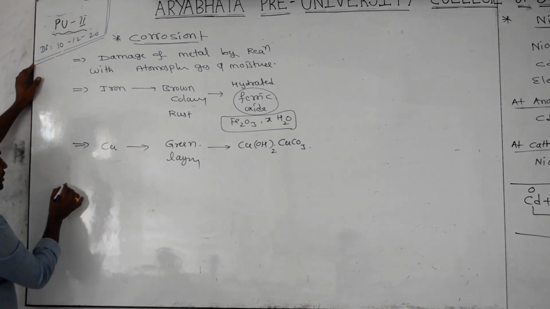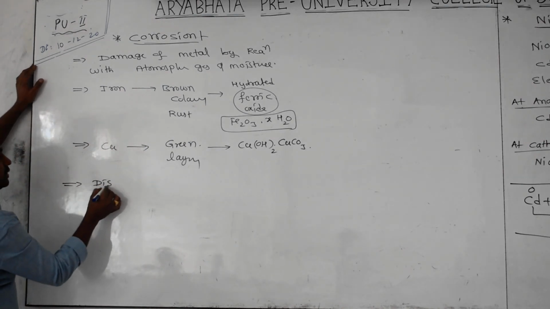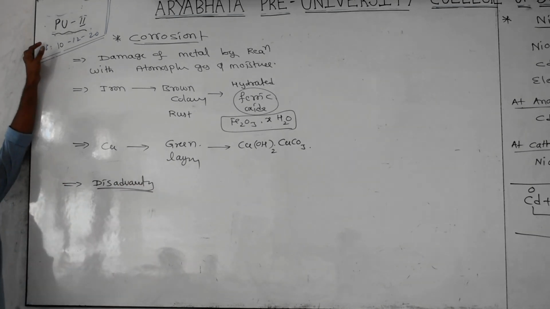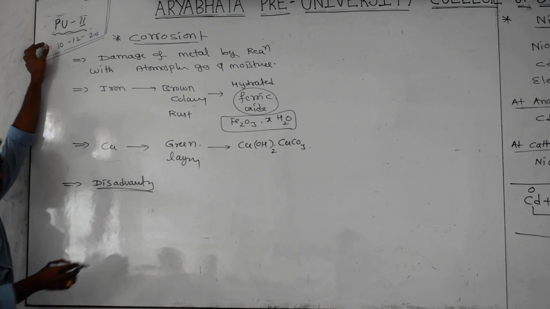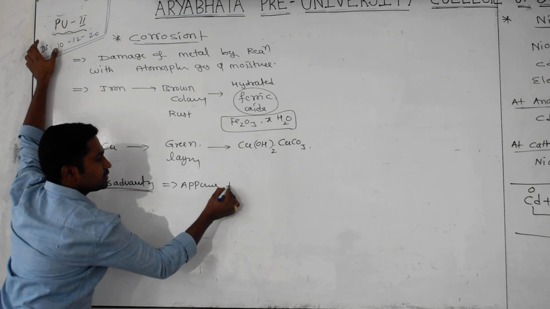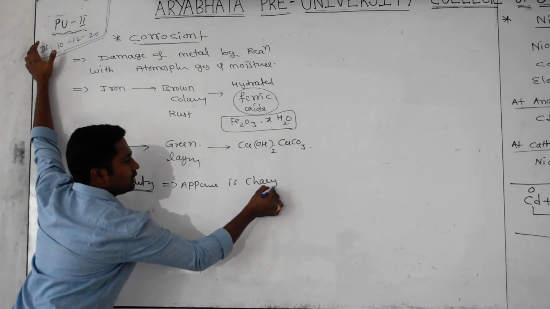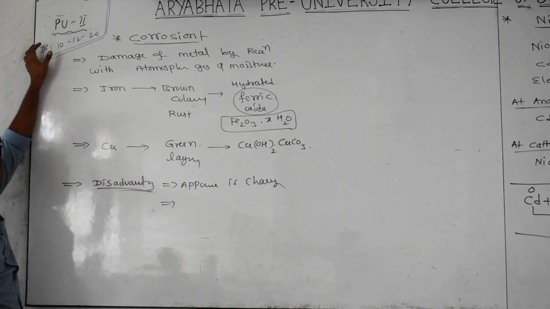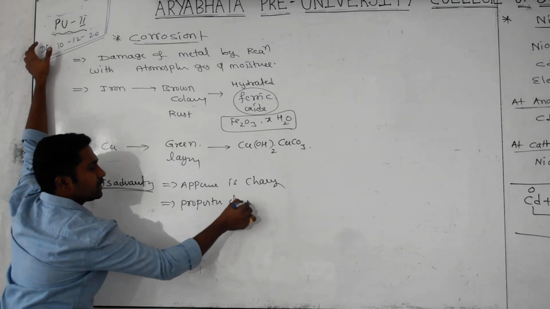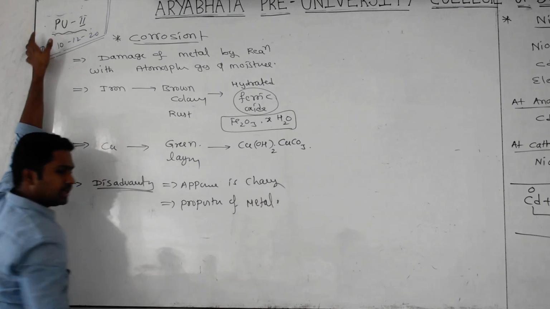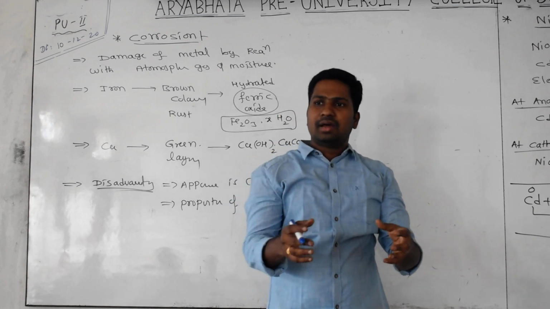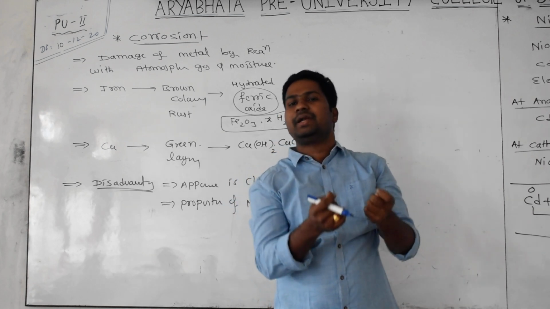So, because of corrosion, what are the disadvantages? What is the damage because of corrosion? What are the problems? What is happening mainly? Appearance will be changing. Yes or no? Appearance changes. And what is the main problem? Properties of metals will also be changing. If you take a fresh iron rod, it is very hard. And if you take rusted iron, what happens? It will become brittle in nature.